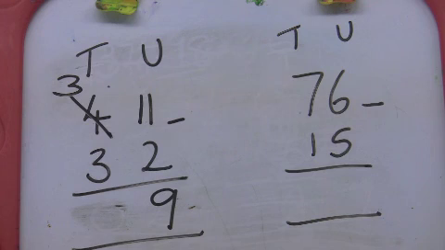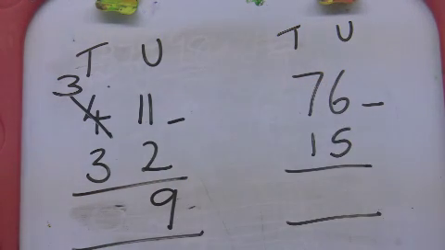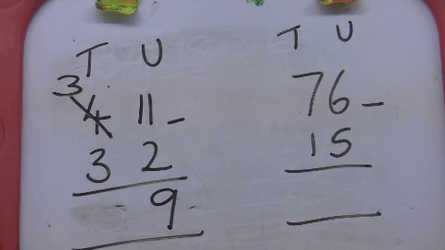Let's try 76 take away 15. 6 take away 5. Well, I can do that nice and easy. 6 take away 5 is 1, and 7 take away 1 is 6. So the answer is 61.